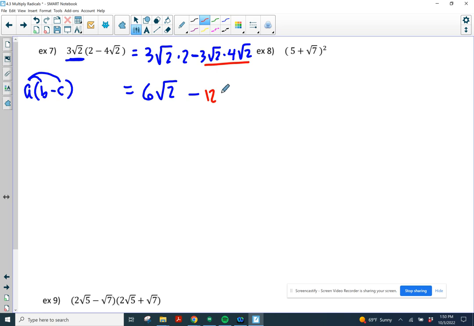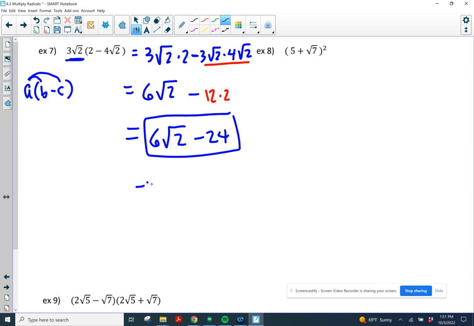And square root 2 times square root 2, that's 2. So what I have is, for my final answer, 6 times the square root of 2 minus 24. Or if you want, if it's helpful, you can write it as negative 24 plus 6 times the square root of 2. Either way is fine. All right, example 8.